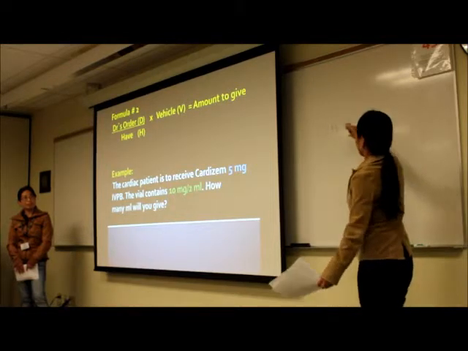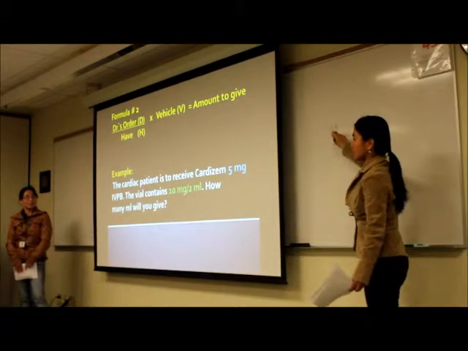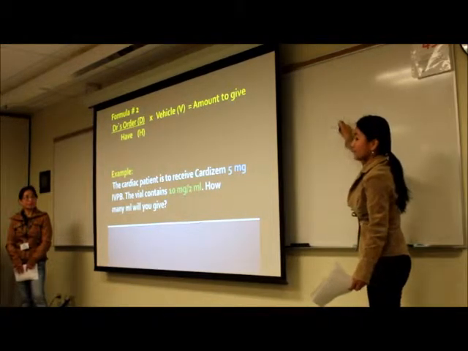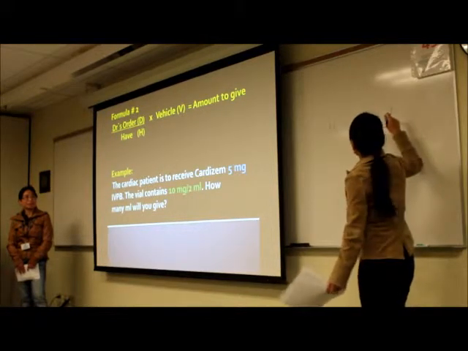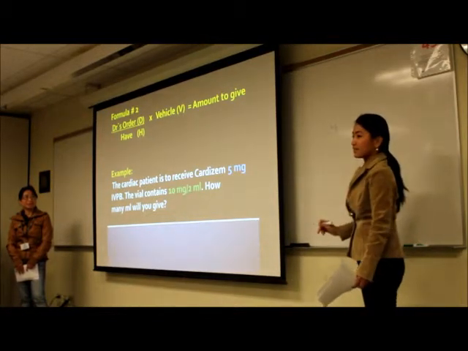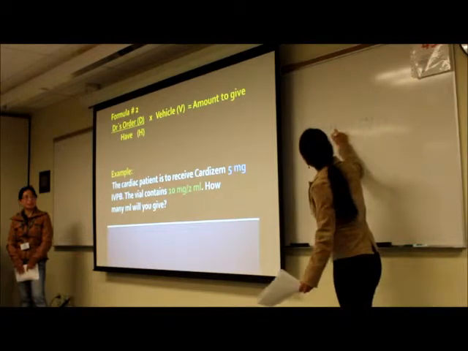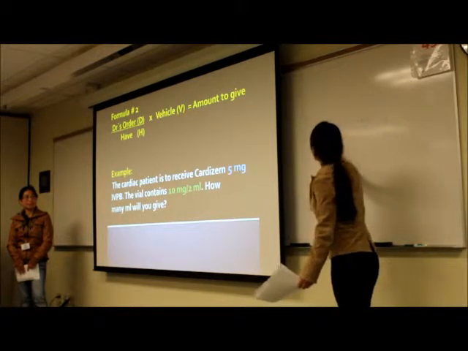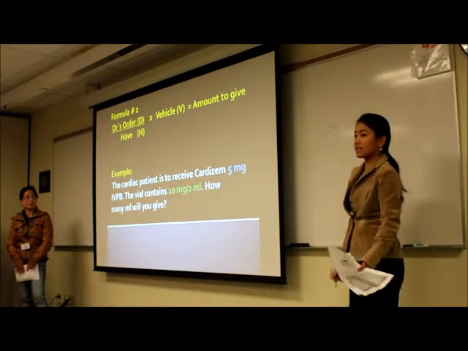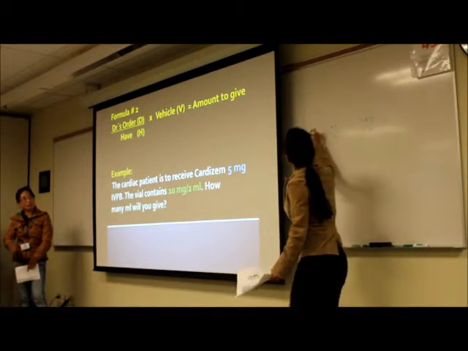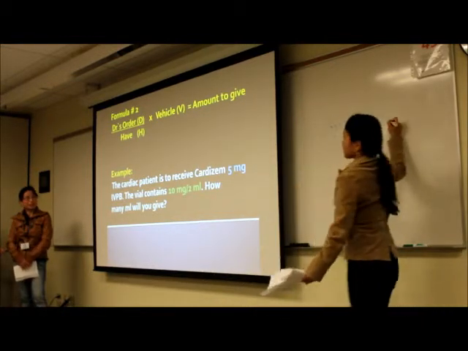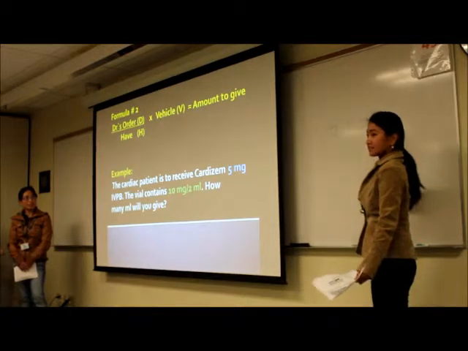It's five. Okay, so this is what I do. If the denominator is missing, I always divide the numerator. So 5 divided by 5 is 1. So this is your x. 5 divided by 1 is 5. So this is balanced, so you know your answer is right.